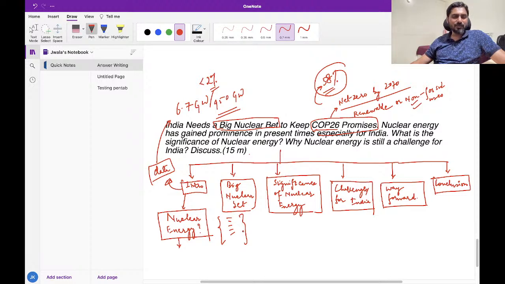India needs a big nuclear bet to keep COP26 promises. Nuclear energy has gained prominence in present times, especially for India.